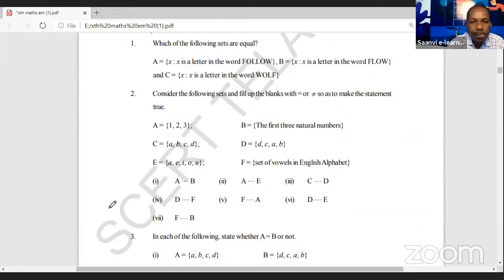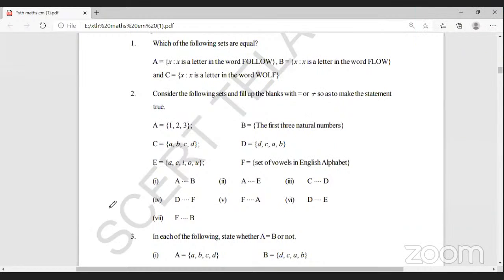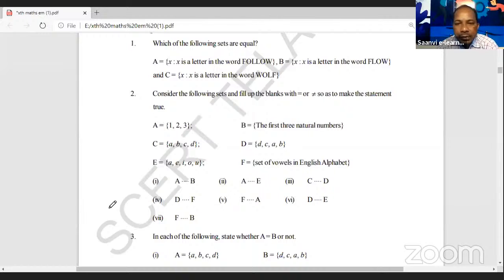Second bit. Consider the following sets and fill up the blanks with equal or not equal so as to make the statement true. Okay. See children, set A is equal to 1, 2, 3, and set B is equal to the first three natural numbers. Are they equal? Yes, we can say they are equal. Why? Because A is equal to B.